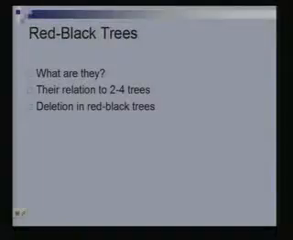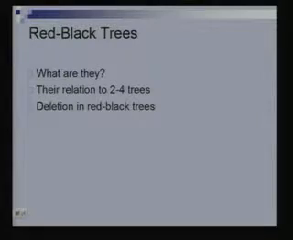So, in today's class we are going to be talking about red black trees. We are going to spend some time discussing what red black trees are, and what is the relation to 2,4 trees is what we will discuss next. Then we will see the process of deletion in red black trees. It's going to be a slightly more involved process, so we will be spending a fair bit of the class on deletion. In the next class we are going to handle insertion in red black trees.